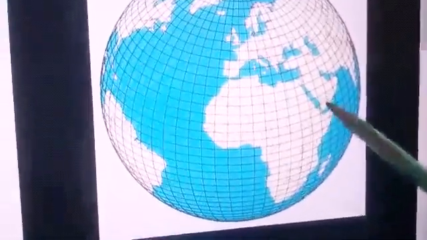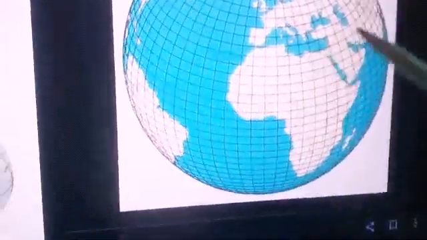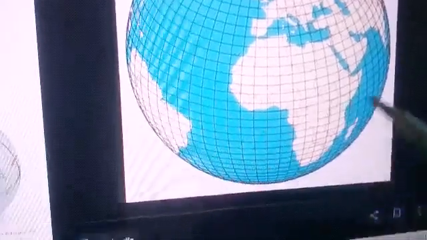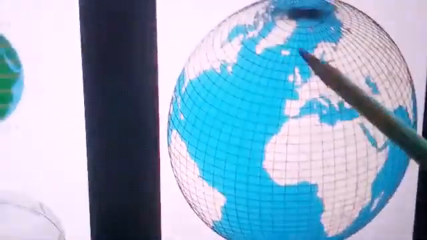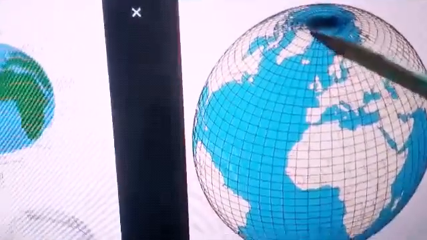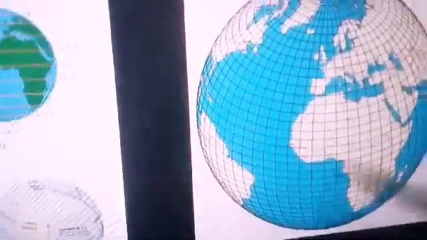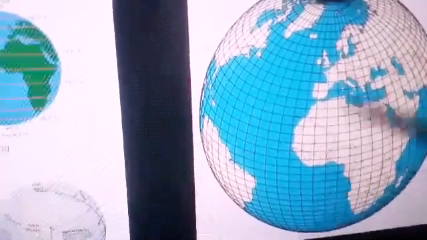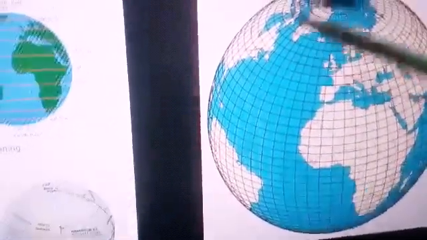See these lines. These lines which go from left to right are called latitudes. And the vertical lines from North Pole to South Pole are called longitudes. This movement of the earth is called rotation.